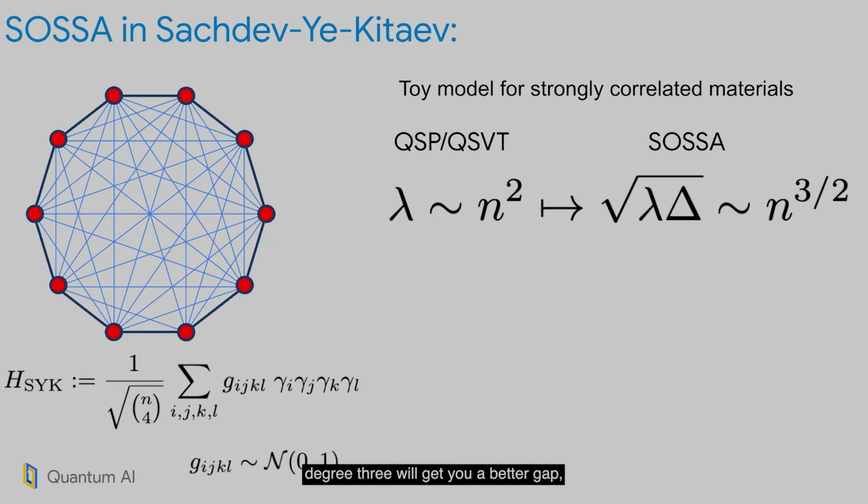And what's more, even though degree 3 would get you a better gap, you would go from n to the 4 terms to n to the 6 terms. So that could very well totally wipe out this tiny n square root n improvement here. So once again, you need to carefully balance the size of your representation with the improvement in the gap.